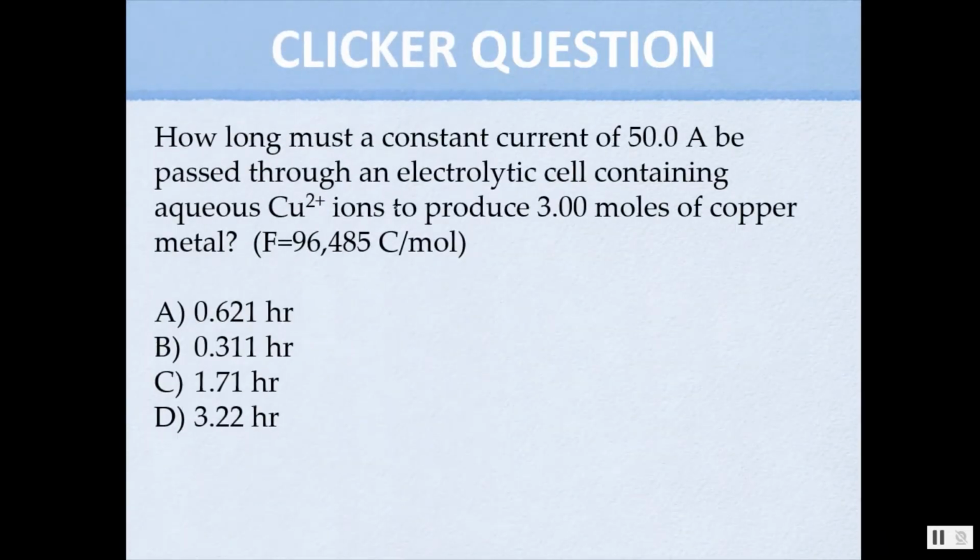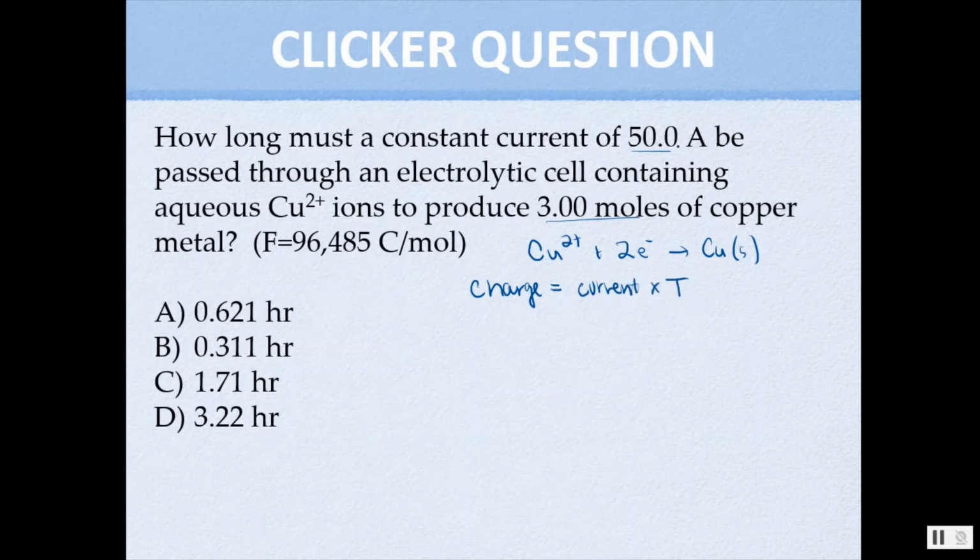So now give this a try on your own. How long are we going to have to apply a current of 50 amps to produce 3 moles of copper? Remember again that the copper, as it's reduced, is going to use 2 moles of electrons to reduce 1 mole of copper. Also remember that your charge, which you can use to determine your number of electrons, is equal to the current times the time.